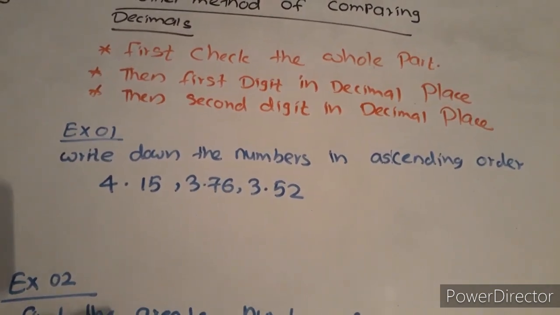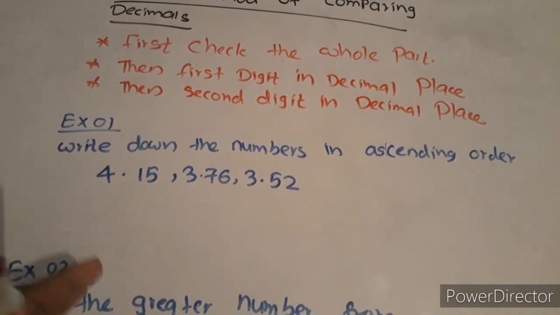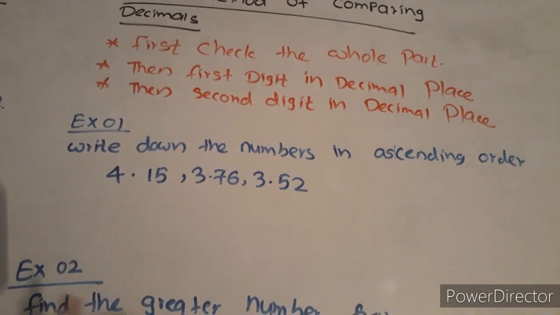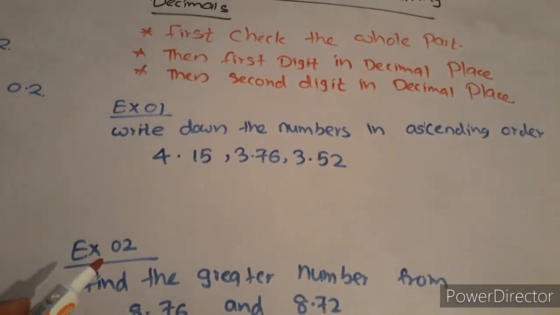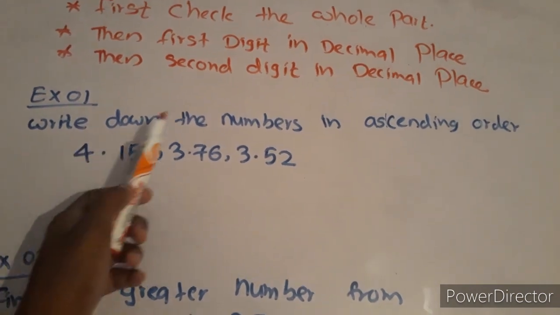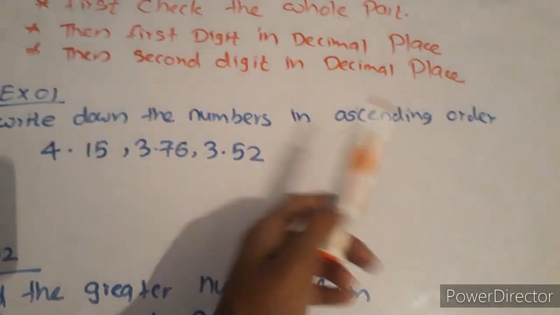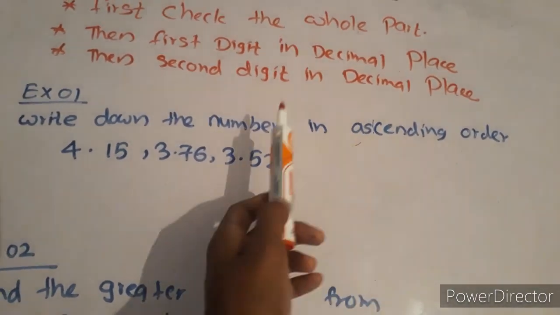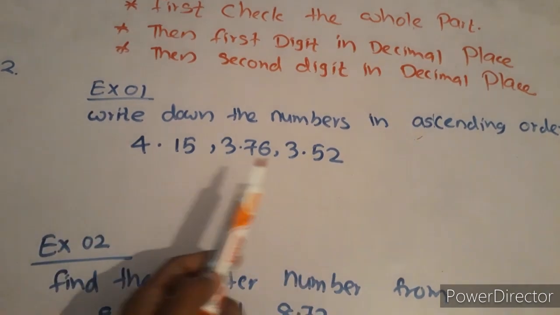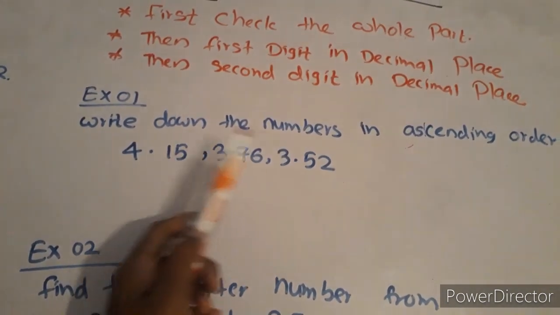Okay, I have given some examples. After doing these examples, I think you will be able to understand this. Okay, we'll move on to the first example. Example 1, write down the numbers in ascending order. You know what ascending order and descending order are, increasing way, no? So ascending order, we have been given 3 numbers.